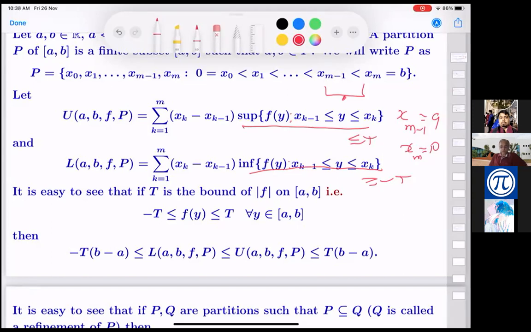Likewise, we can argue that when we add points, the upper bounds go down, lower bounds go up.